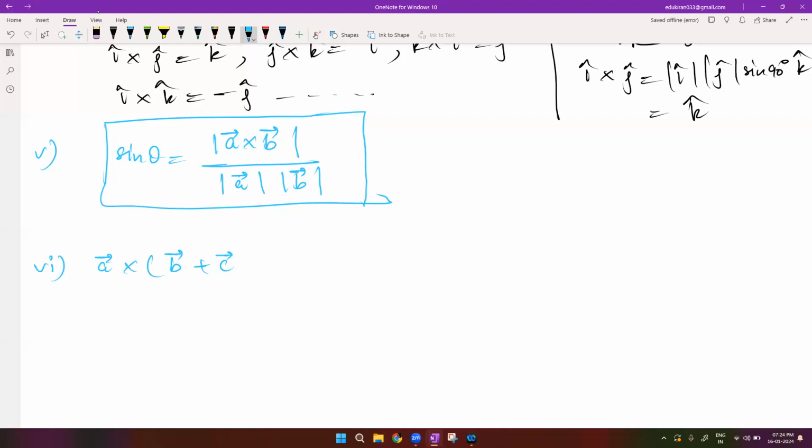Which vector is given. You have to write this as A cross B plus A cross C. Right? B plus C cross A. These are not the same, so don't write it in the wrong order.